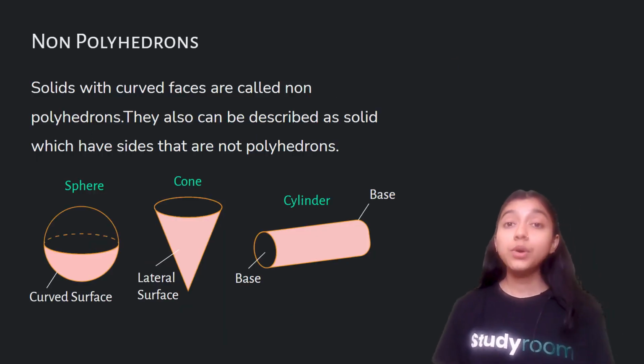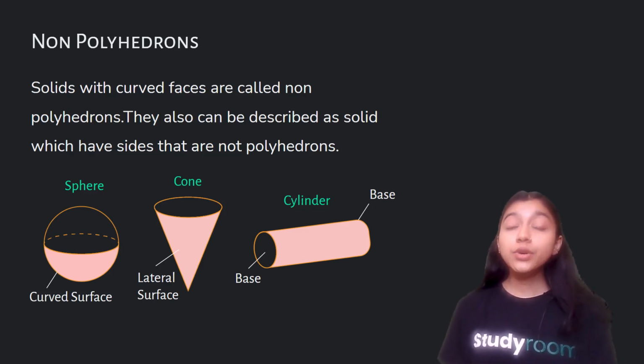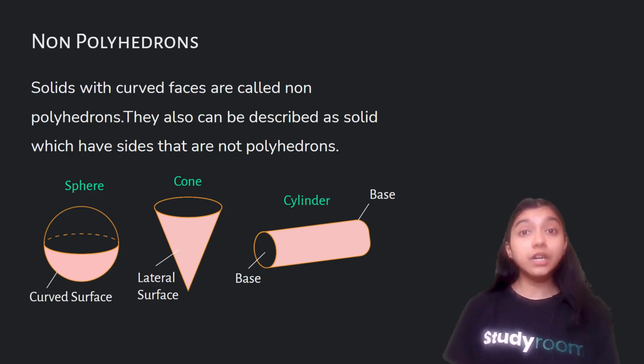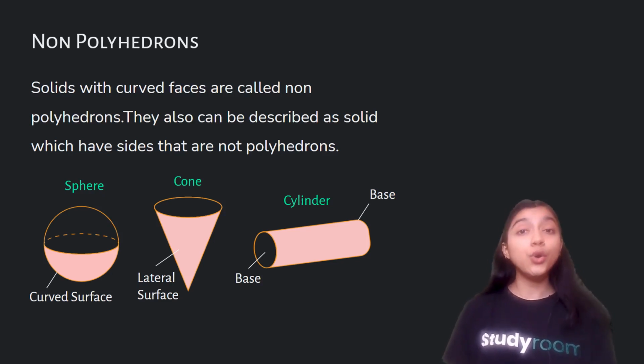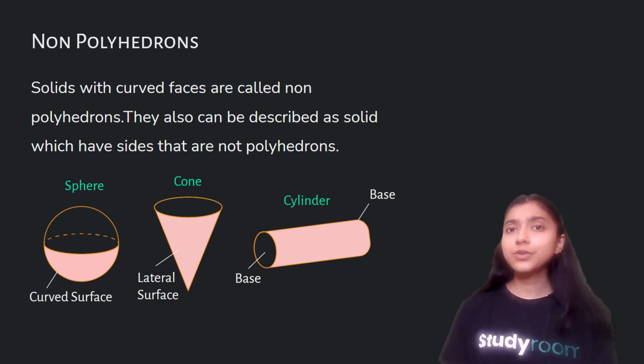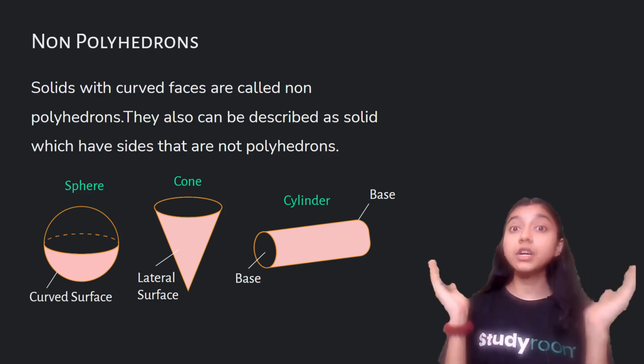Now, how will you distinguish between a polyhedron and a non-polyhedron? Let me tell you that whenever you get some figures that have curved faces, they will be non-polyhedrons, because solids with curved faces are non-polyhedrons. Let me give you some examples. Like we have a sphere over here. In a sphere, we have a curved face.